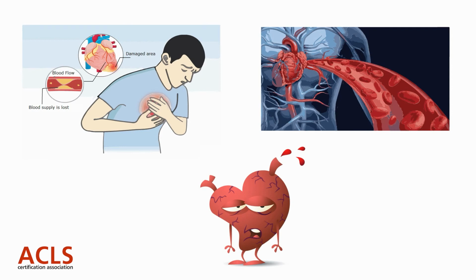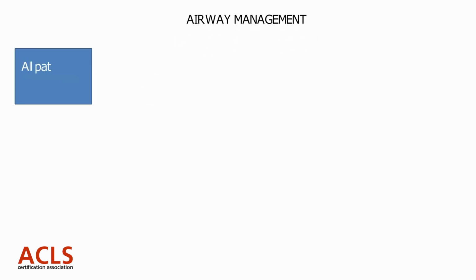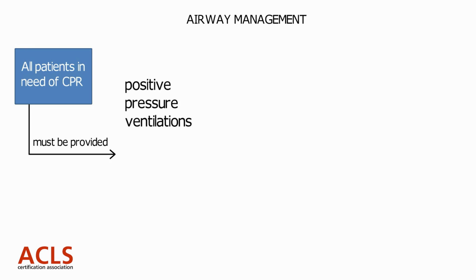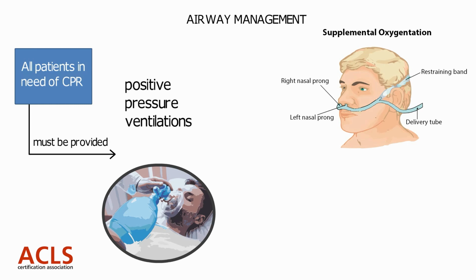When administering the drug, the provider must follow the bolus intravenous injection with a 20 mL flush of normal saline to facilitate the movement of the drug from the peripheral circulation to the central circulation. The provider elevates the extremity where the drug was administered to allow gravity to assist in the delivery of the drug. Airway management. All patients in need of CPR must be provided with positive pressure ventilations via a bag valve mask device with supplemental oxygenation at 100% concentration.